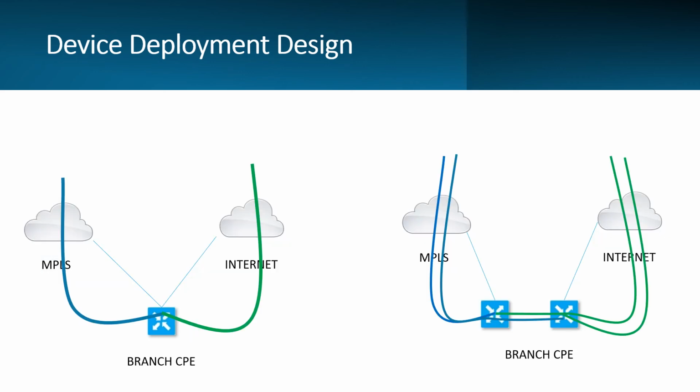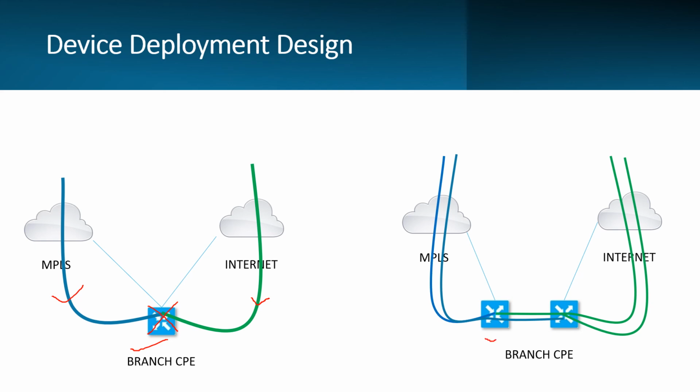Now let's talk about the deployment of the device. Let's suppose you have a branch and you have a single device installed. You might have the MPLS cloud connectivity, and another connectivity is the internet connectivity. This is very straightforward. But what will happen if this device fails? You're going to lose the connectivity, though you have two connectivities from two different service providers. How can we solve this issue?